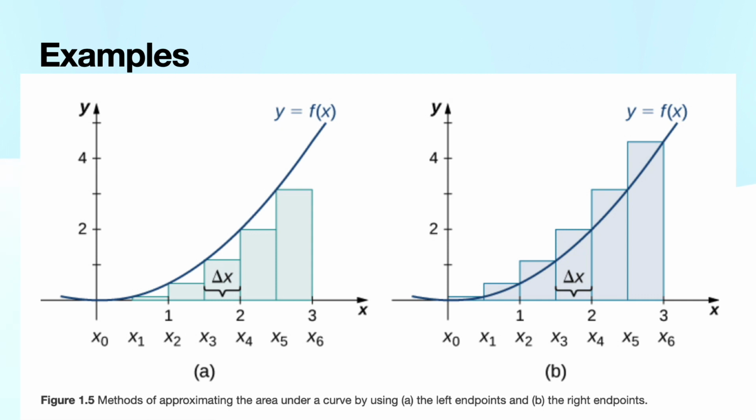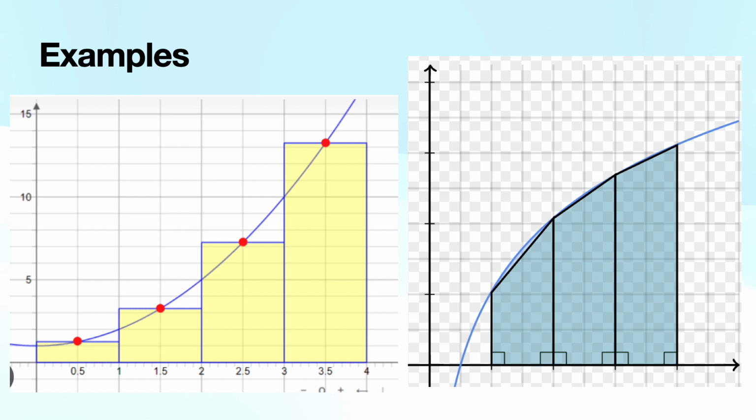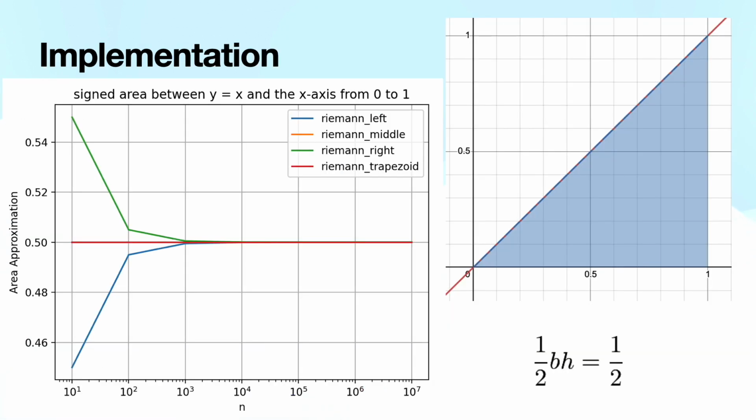Here are two images showing the left and right endpoint variations. And here are two images showing the midpoint and trapezoid variations. I implemented these four rules in Python and wrote a script to run the functions on increasing values of n.